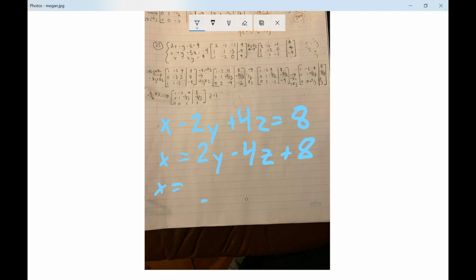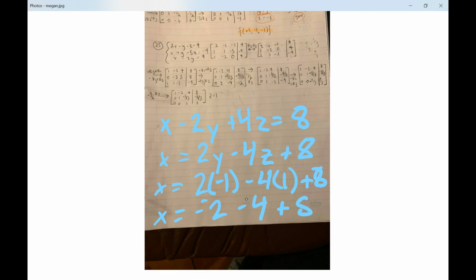Okay, so again, y is negative 1, so 2 times negative 1 minus 4 times 1 plus 8. That's going to come out to be negative 2, negative 4, plus 8. Please disregard this other little mark that's there. That's just leftovers. Okay, and we just do that out, and x is going to come out to be negative 6 plus 8, which is 2.